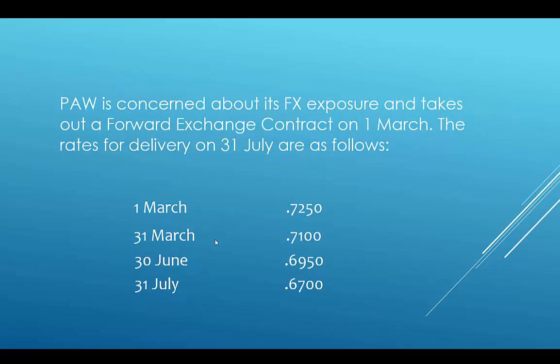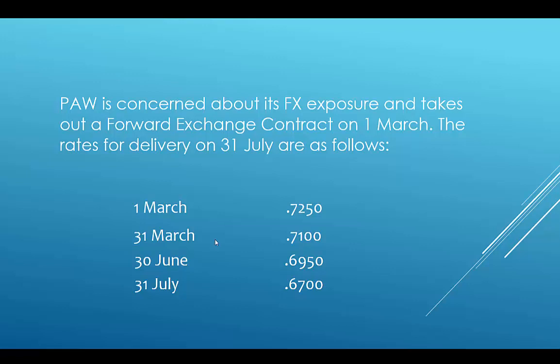Now, because Poor Trading is concerned about the foreign exchange risks to which it's exposed, it takes out a forward exchange contract on the 1st of March when the inventory is ordered. The forward exchange rates for delivery on the 31st of July are as follows. The forward rate on the 1st of March is 72.5 cents, 31 March 71 cents, 30 June 69.5 cents, and 31 July 67 cents. Just a couple of key points here.